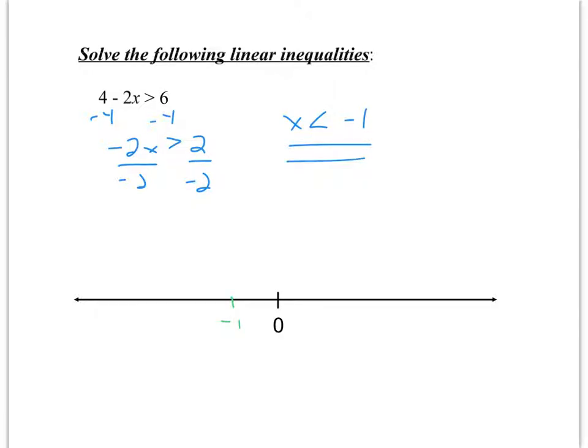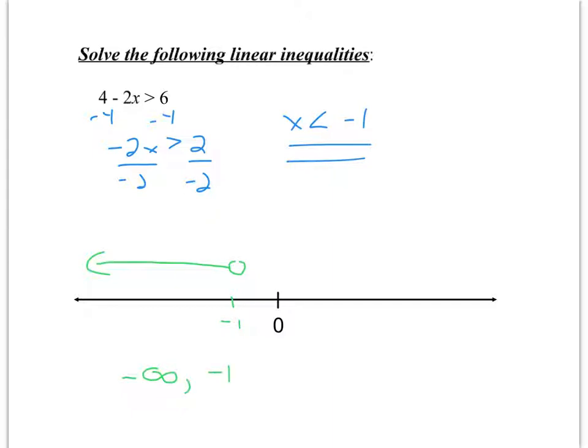I'm going to have an open dot, and I have everything to the left, because once again, everything is less than, but not including, -1. So when I write this in interval notation, my solutions run from negative infinity all the way up to negative 1.